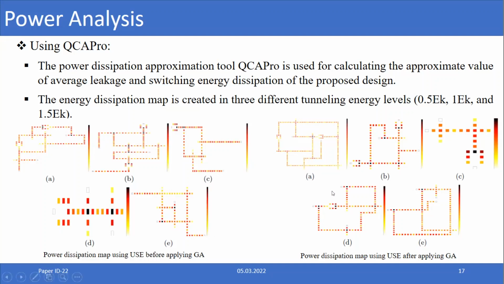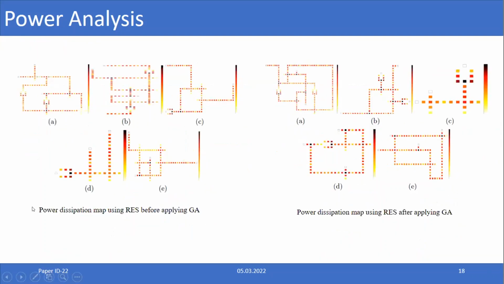And this graph, the power distribution map, I have represented for 0.5 Ek. This one is the power distribution map using USE before applying GA. This one is the power distribution map using USE after applying GA. So all these power distribution maps I have generated at tunneling energy level 0.5 Ek. Due to the limitation of the slide, I have only represented here the dissipation map for 0.5 Ek, but in the normal case, I have generated for all energy levels. And again, this was the power distribution map using RES before applying the genetic algorithm, and this one on the right hand side represents the power distribution map using RES after applying the genetic algorithm.